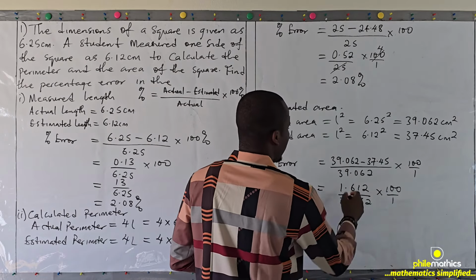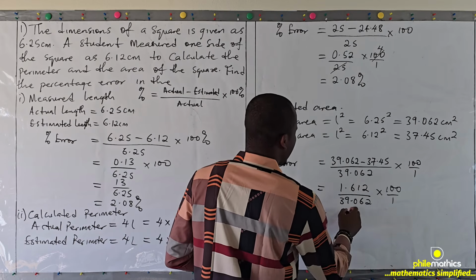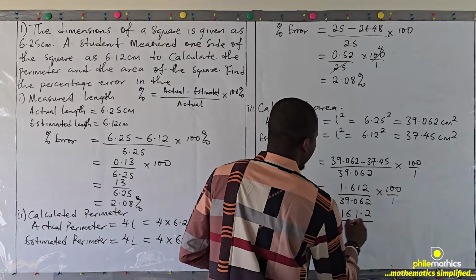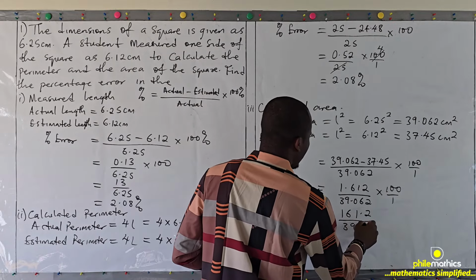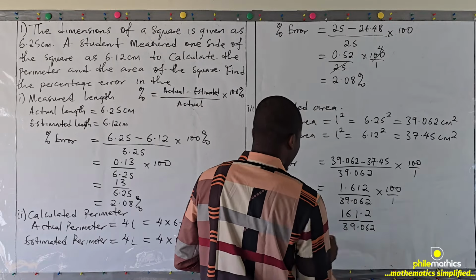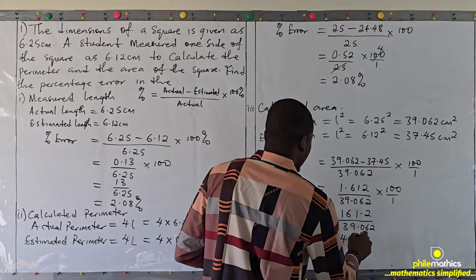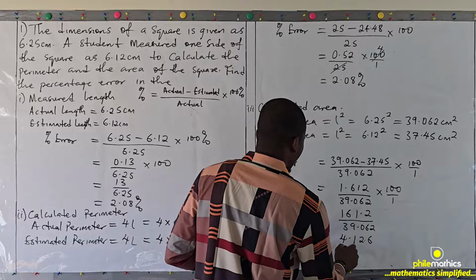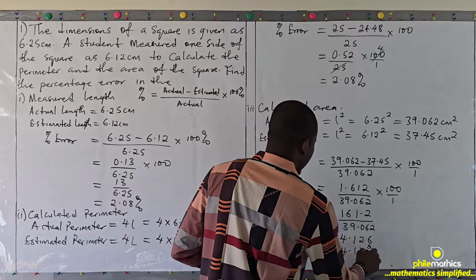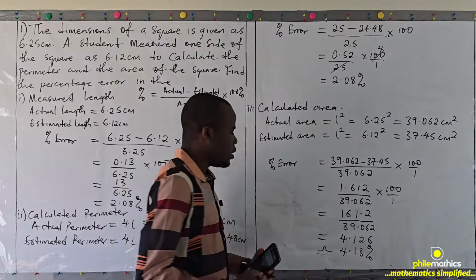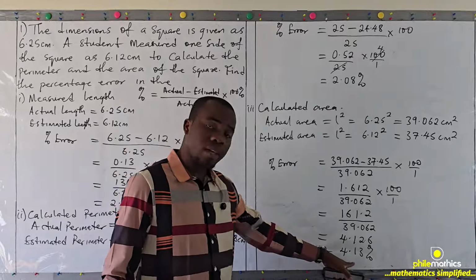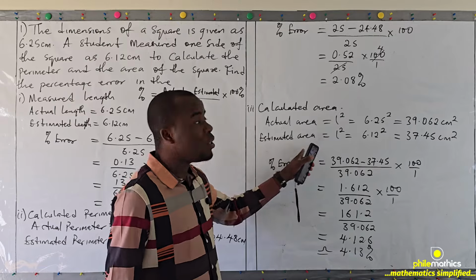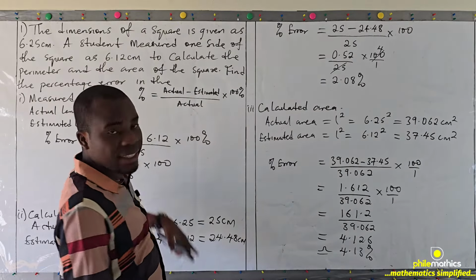And to multiply this, it is 161.2 over 39.062. And if we divide, we get 4.126. Let's approximate it as 4.13%. So this is the error the student will make when calculating the area with his faulty length.